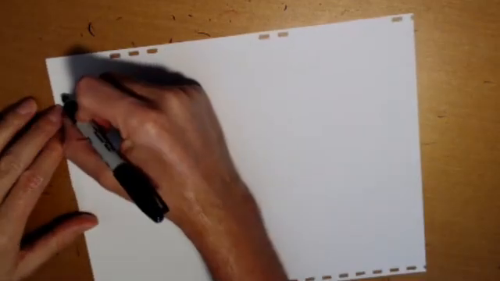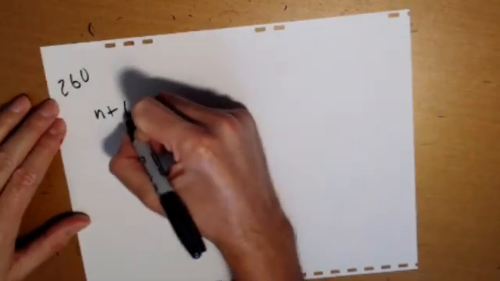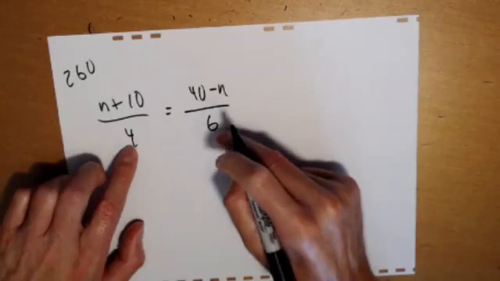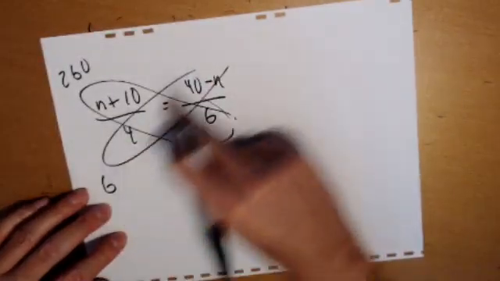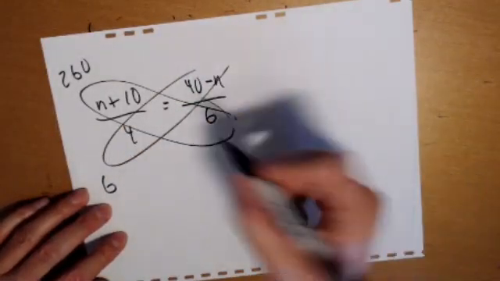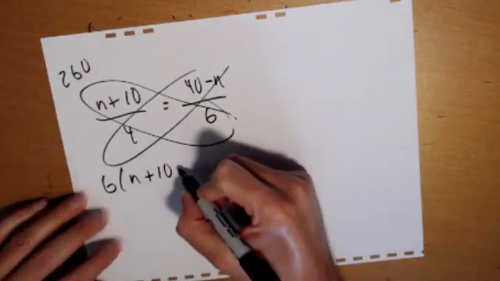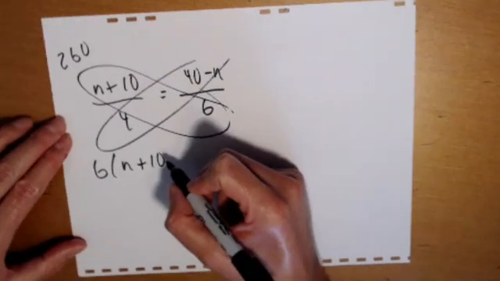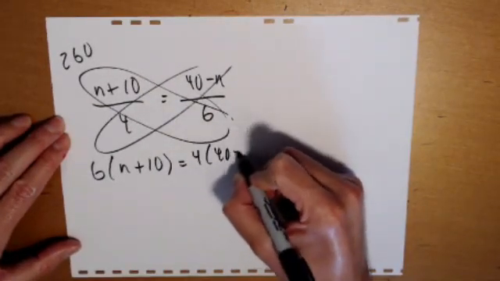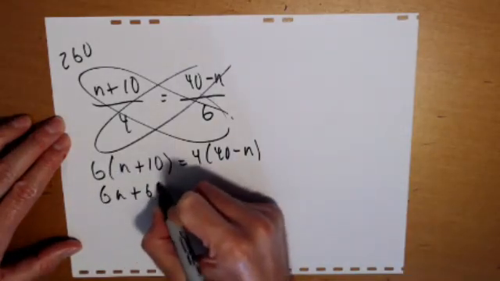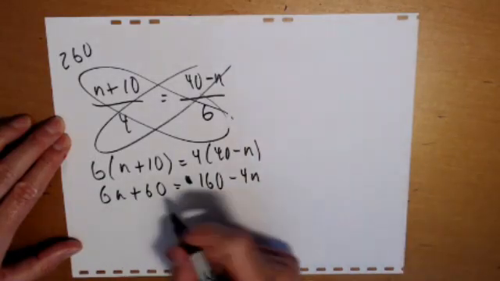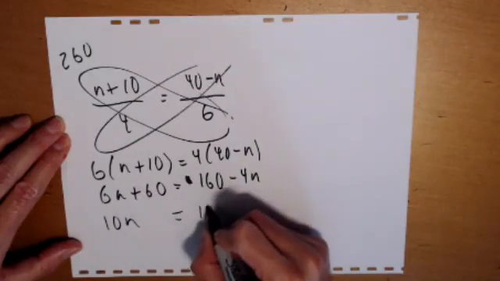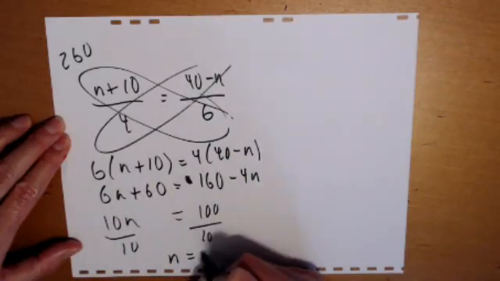So that's the first big idea. Proportions, cross multiply. N plus 10 over 4 equals 40 minus n over 6. No variables in the denominator, so let's just cross multiply. And whether you do this one first or this one first, it doesn't matter. It's the same thing. Let's just do this one first. 6 times n plus 10 is equal to 4 times 40 minus n. Clean things up. 6n plus 60 equals 4 times 40, which is 160, minus 4n. Add that 4n, so that's a 10n. Subtract 60, that's 100. Divide by 10, divide by 10. N equals 10.